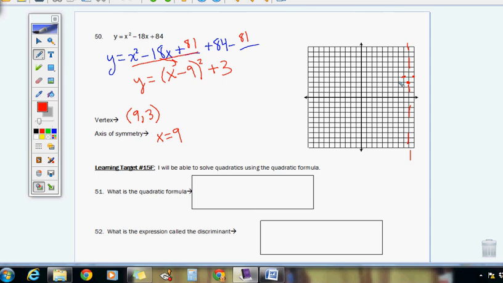We could go over more on this too. 1, 2, 3, 4. Just because it's the edge of the graph, don't stop your graph here. It does continue on through.